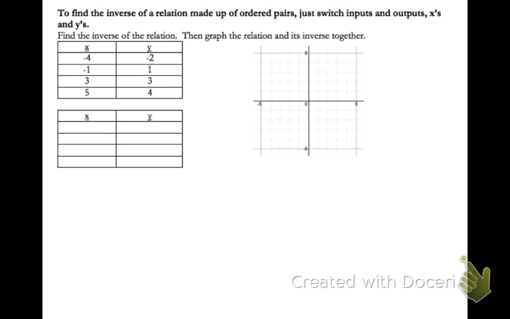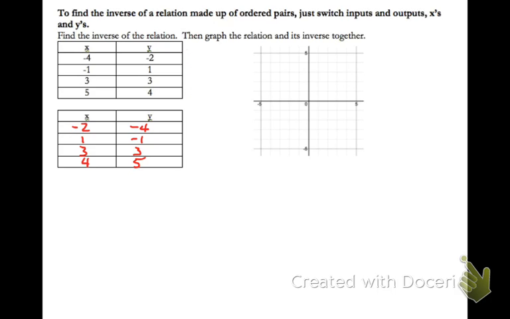So let's take some notes. First of all, to find the inverse of a relation, which is a pairing in math, and this relation is made up of ordered pairs, you simply switch the inputs and the outputs, or the x's and y's. So we've got here a relation of these pairings: (-4, -2), (-1, 1), (3, 3), and (5, 4). So the inverse would be, we just switch that. So now our input becomes -2 and our output becomes -4. Input is 1, output's -1, input is 3, output is 3, input is 4, output is 5.